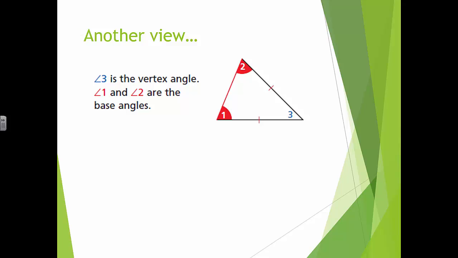You can also turn the isosceles triangle on its side. When you turn it this way, you can see the legs are marked here in red. The vertex angle right here is angle 3, and then angles 1 and 2 are now the base angles, making this the base of the triangle.